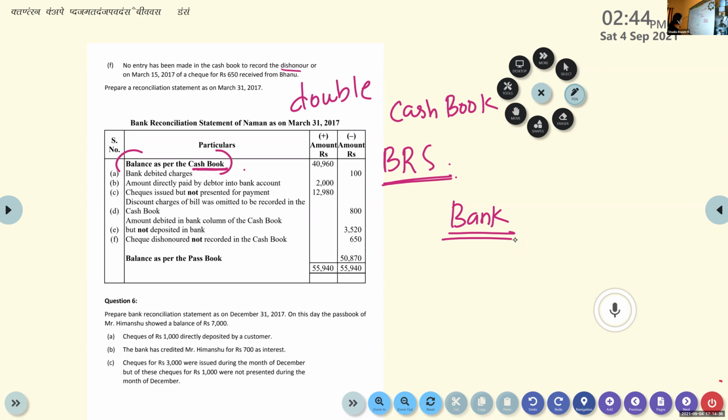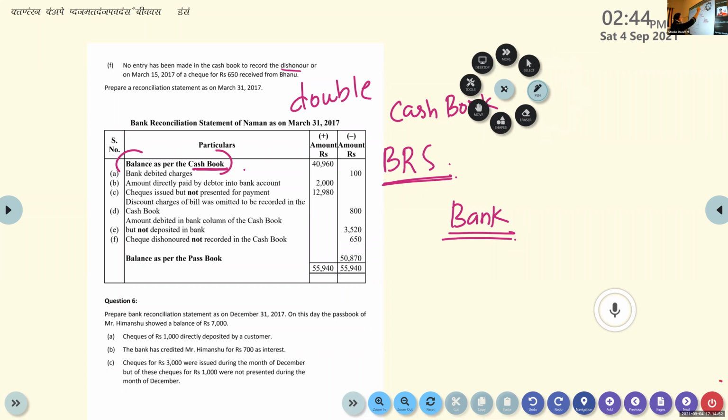Either additions were made to the cash book or reductions were made to the cash book balance. Next, we are going to start with balance as per passbook. Passbook balance will be given to you. Then what are we going to do? The alterations. So everybody go through all the items, all the 5 questions, read again.